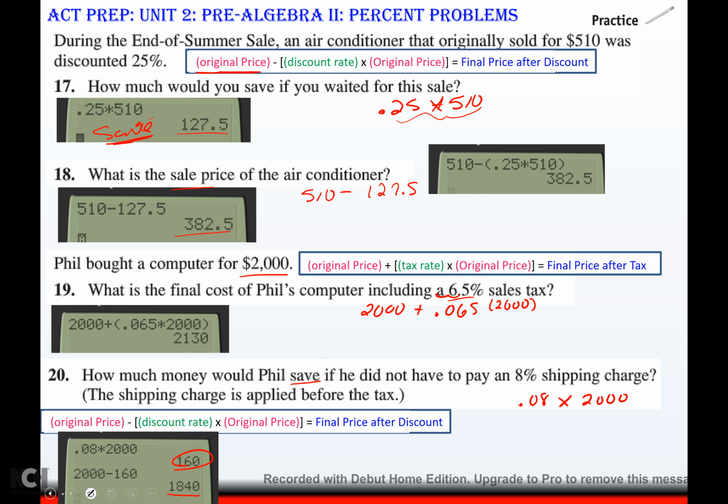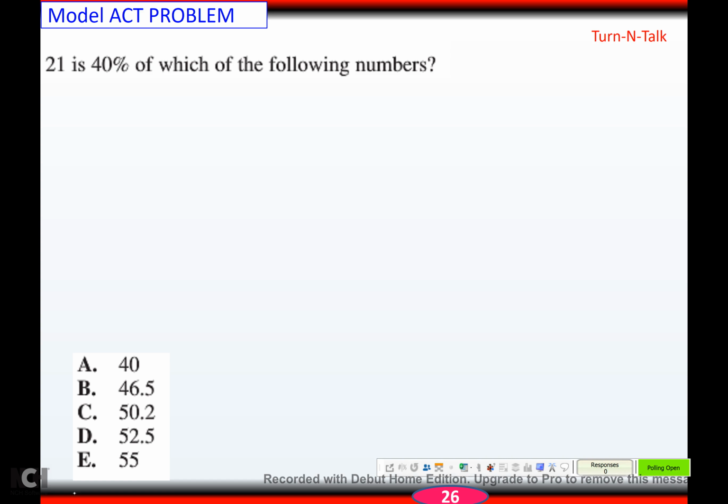Alright, so you try this one, hit pause, come back when you're ready. Alright, hopefully you got 52.5.